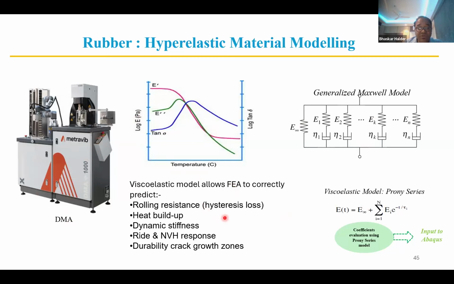That means the hysteresis loss we can predict. Then heat buildup, what it means is how it is behaving, or how much heat is generating while it is running. So that type of heat buildup property it can give. Then there is dynamic stiffness, which in rolling conditions will be different. So that dynamic stiffness we can measure.